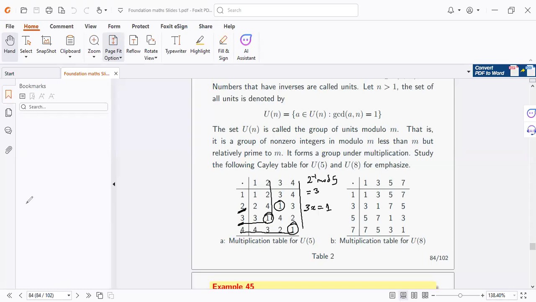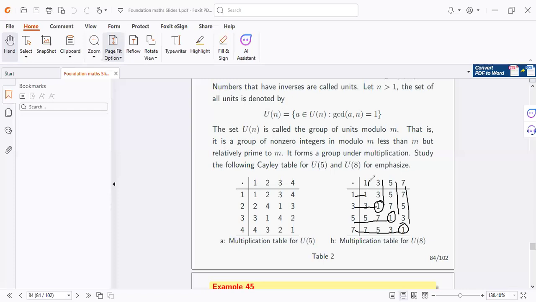So I'm just showing you how to use this table again. If you have this table, you can still get inverses. For instance, here the inverse of 3 is 3 because 3 times 3 is 1. The inverse of 5 is 5 because the product gave us 1. The inverse of 7 again was 7 because the product gave us 1, and the inverse of 1 is 1. So this is how you get those inverses. And of course, we know how to get inverses.